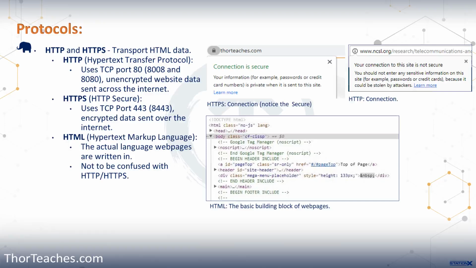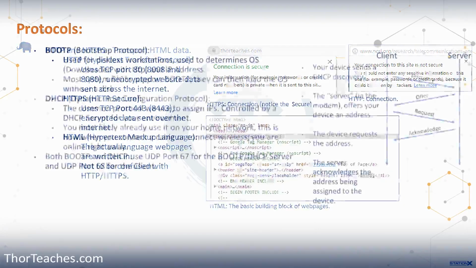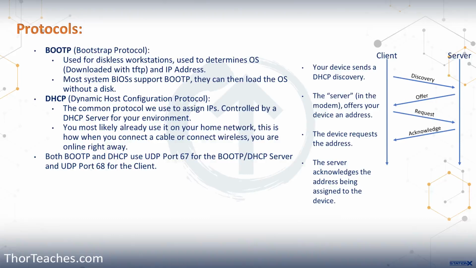Now, on some websites, it might not matter. You might not enter any information on that website. It doesn't matter if anyone can intercept the traffic. But with as easy as HTTPS is to implement and as cheap as it is, is there really any point in not using it? And then finally, the image at the bottom on the right, that is actual HTML. And that's the language that websites are written in, and the one you need to not confuse with HTTP and HTTPS.